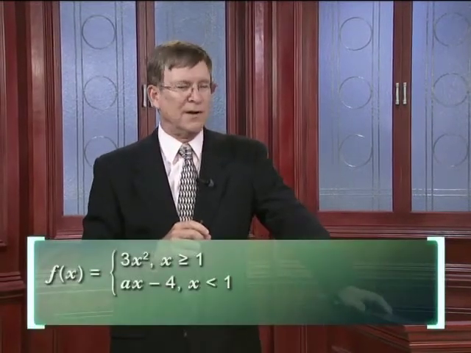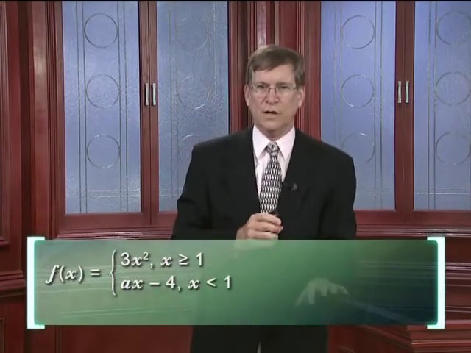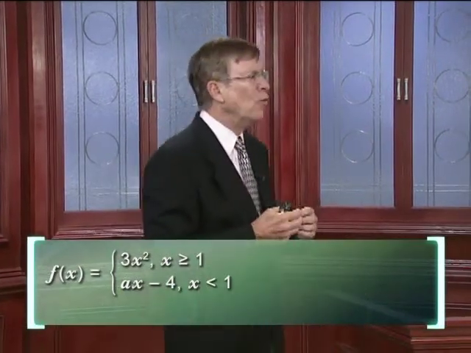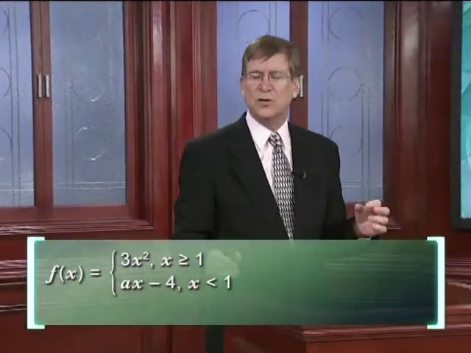Let's look at a problem that sometimes appears on Advanced Placement examinations, or this style of problem. What they do is they give you a function defined by two rules, and then it has an unknown constant, and they want you to find that constant. So here's an example. The function is 3x squared if x is greater than or equal to 1. That's a parabola. And it's a times x minus 4 if x is less than 1.